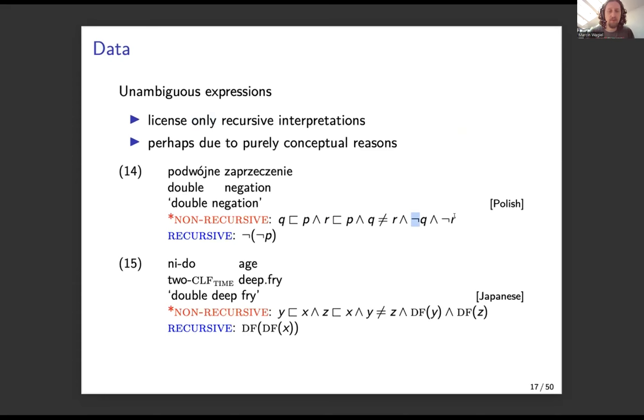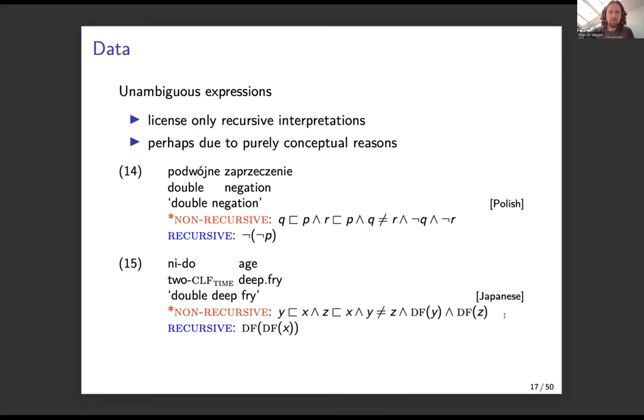And we don't need logic to get such a reading. So in 15, we have Nido Age, so double deep fry, so two time deep fry. So again, this is something when you have some food and you deep fry it, and what's being deep fried is deep fried again. And it's not the case that you have a thing that has two parts and you fry one part and then another part, which would be a non-recursive understanding. Okay.